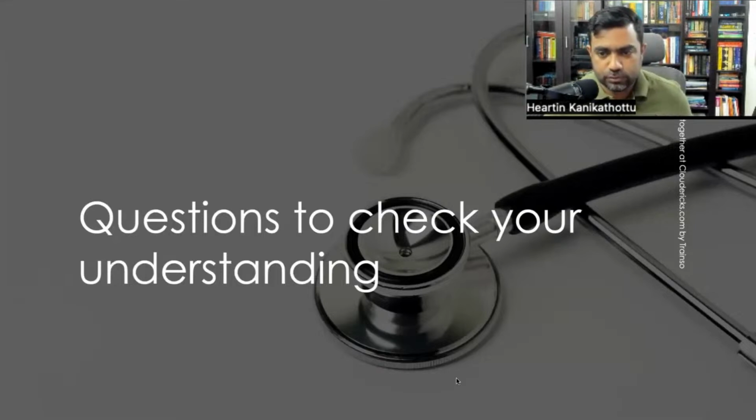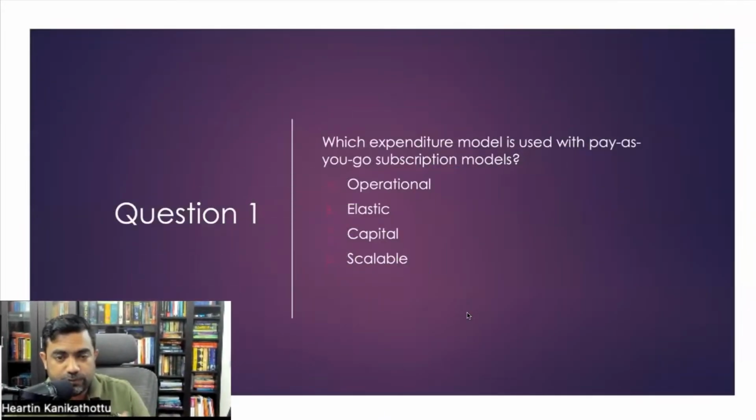Quickly, we will go through some questions to check our understanding. Some of these questions are from part 1, but still, let us see who remembers what. Which expenditure model is used with pay-as-you-go subscription models? We learned about scalability in this session, so you may have forgotten everything from the first session. That is why I mentioned this is from the first session, not the second. There are 2 expenditure models mentioned here: operational and capital. And the answer here is operational. So do not forget everything when you go to the next session. Always keep most of the things in your brain.